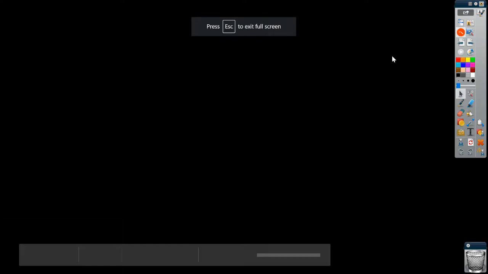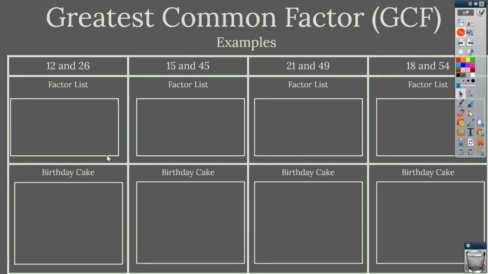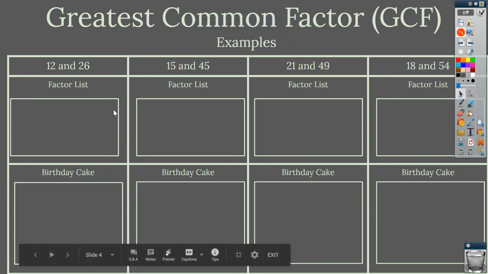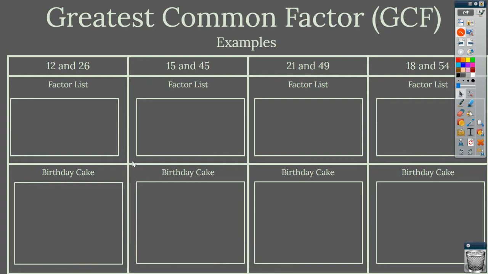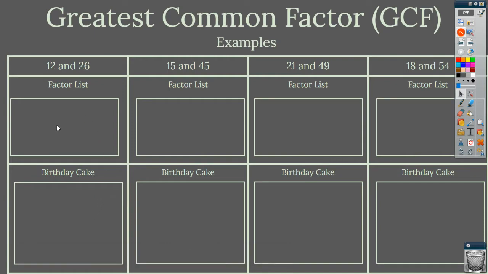All right, I'm going to go through some examples now of finding greatest common factor between two numbers using factor lists and using the birthday cake method. If you're a person that has trouble finding all the factors, I would recommend using birthday cake because it's foolproof. You don't have to make sure that you list every single factor. You only have to find one common factor.